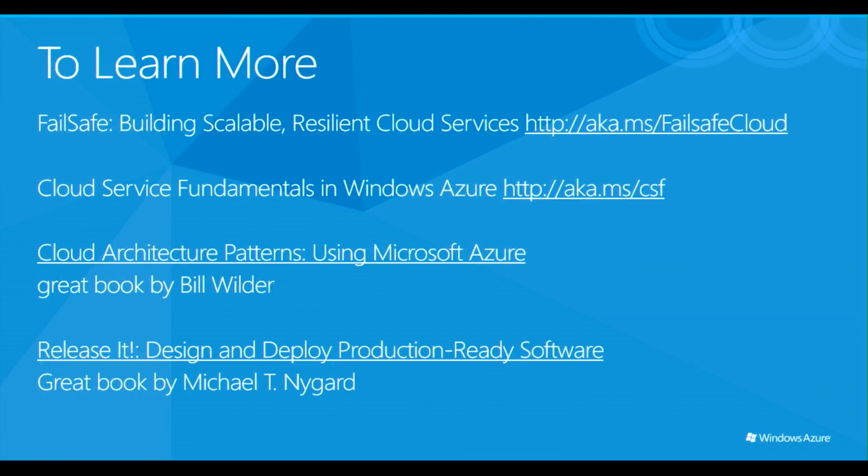To learn more, here are a couple of great resources. The first two are documents and white papers that we've written that talk about a lot of these patterns in a lot more depth. The last two are books out there that you can buy. One is from a great MVP of ours named Bill Wilder called Cloud Architecture Patterns Using Microsoft Azure. It's a fairly small book, only about 180 pages, but does a really nice job of crystallizing a lot of these patterns and a few more. There's also a good book called Release It, which talks at a more abstract level about how you deploy and run large sites, and also covers a lot of these types of patterns as well.